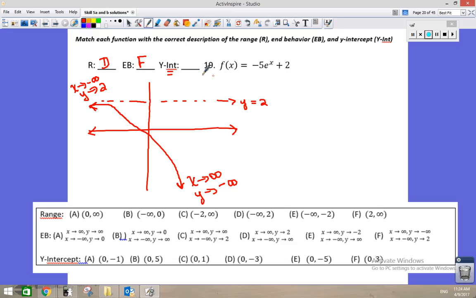Alright, so for the y-intercept of any function, you let x equal 0. And so we have e to the 0 power, which is 1. And so negative 5 times 1 is negative 5. Negative 5 plus 2 is negative 3. So our y-intercept is (0, negative 3).